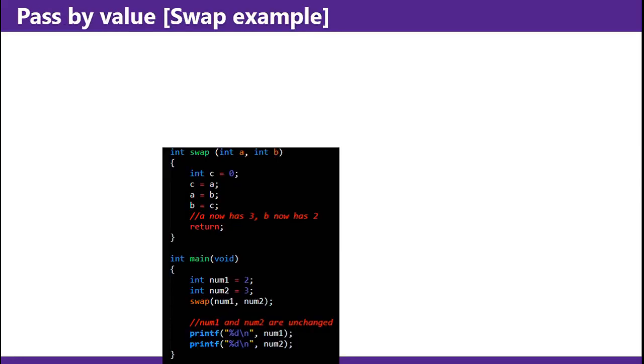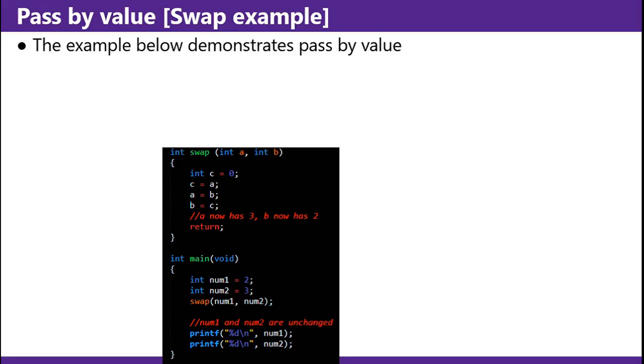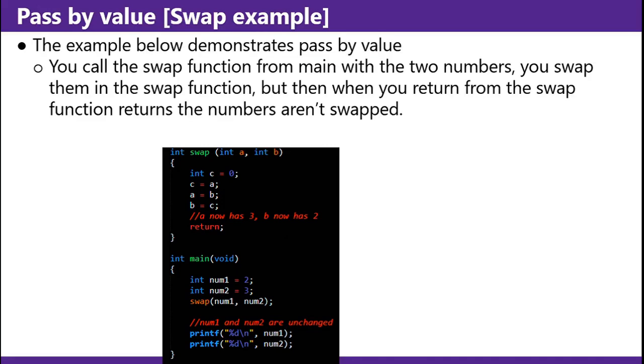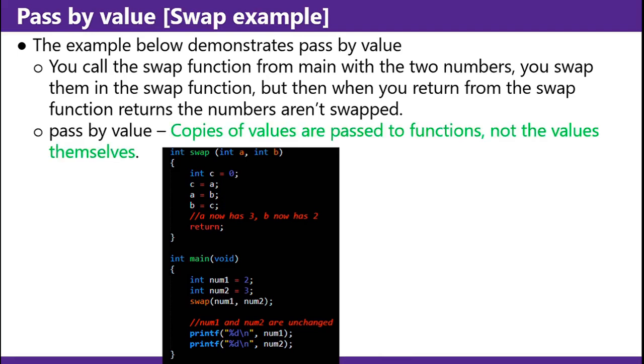Pass by value, swap example. The example below demonstrates pass by value. You call the swap function from main with the two numbers, you swap them in the swap function, but then when you return from the swap function, the numbers aren't swapped, and that's what this example does. Pass by value. Copies of values are passed to the functions, not the values themselves, and this is why the example doesn't work like you expected. You didn't pass num1 and num2 into the function, actually you passed copies of num1 and num2.